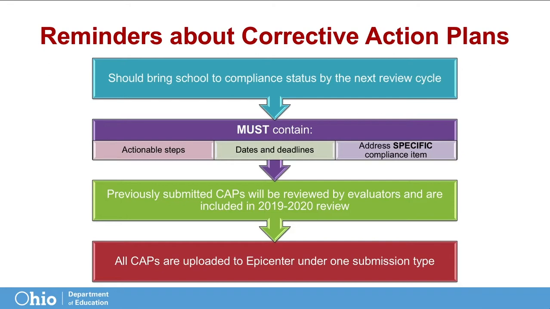CAPs submitted for the 2018-2019 sponsor evaluation will be included in the review process by evaluators for the 2019-2020 review cycle for comparison purposes for applicable items. Generally, if a sponsor submits the same exact CAP for a school this year as they did last year for a specific compliance item, a sponsor may be determined to be not compliant for that item.